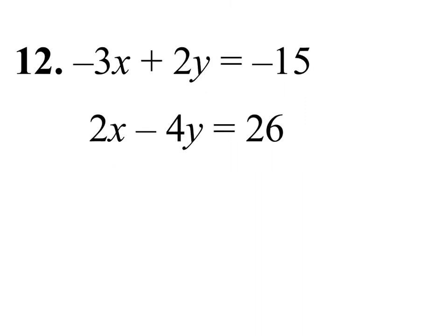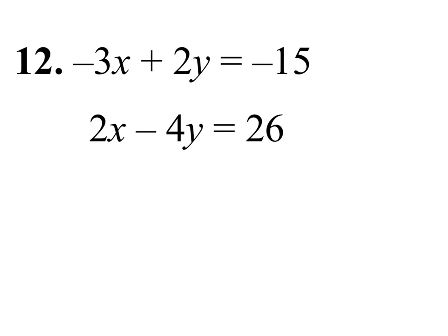Last one even, number 12. We need to either cancel out x's or y's. Now, if I wanted to cancel out x's, I would have to modify both top and bottom. That's 2 equations that I have to modify. If I want to cancel out y's, all I have to do is multiply this 2 by 2. 2 times 2 is 4. And then guess what? This 4 would cancel out with that negative 4. So think about it first: which one's easier to cancel, x's or y's?